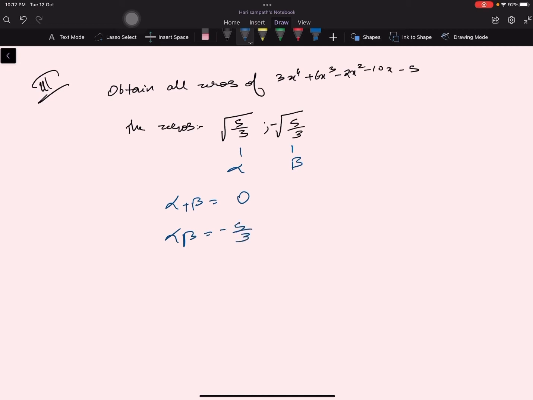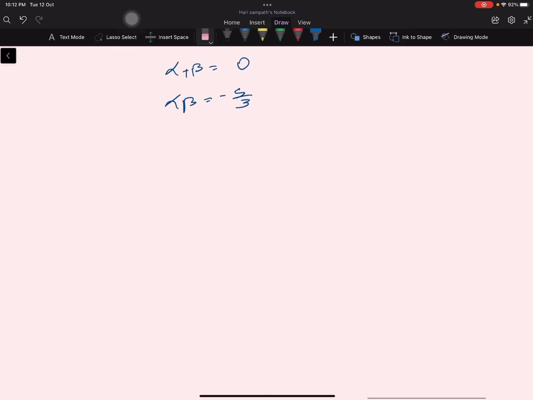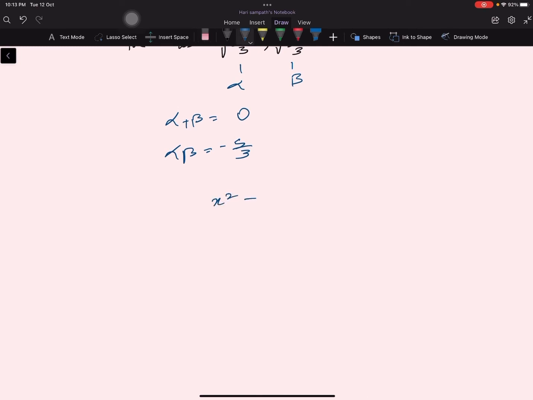minus 5 by 3. I'm pretty sure you know why. Because it is minus 5 by 3 to the root square. The root and this cancel each other out. All you are left with is minus 5 by 3. So we are going to make the quadratic equation now. X square minus 0x plus minus 5 by 3.